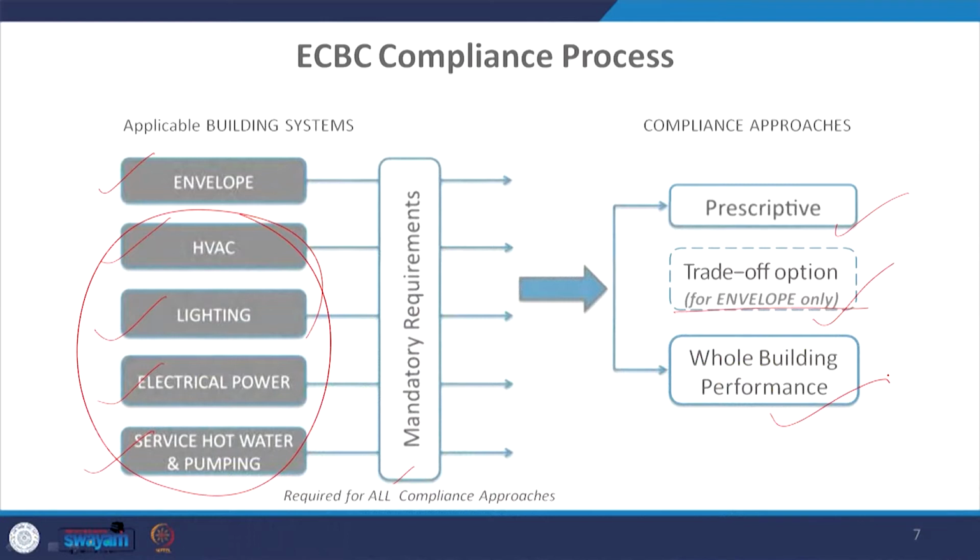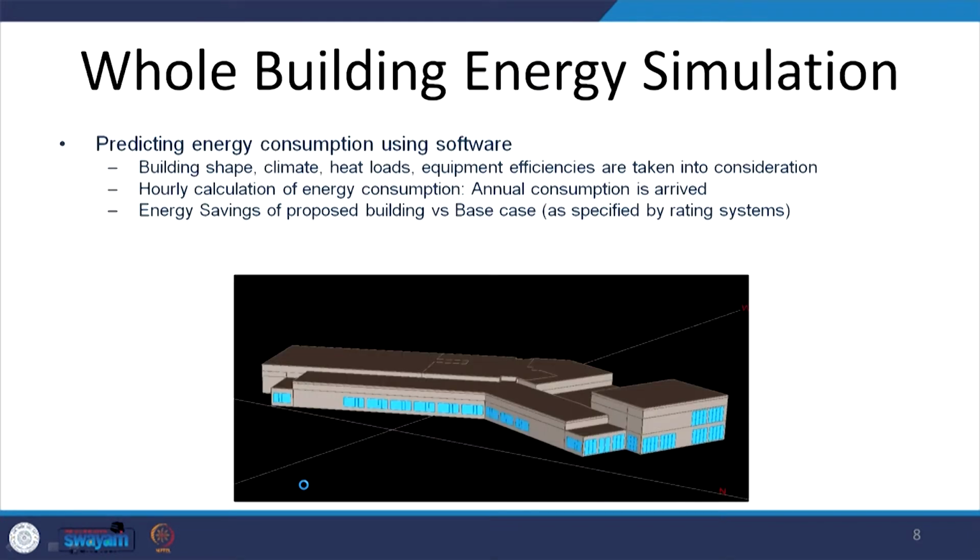The third one is this whole building performance approach, where all the components of building systems, energy systems in buildings, can be changed, but the overall performance of the building needs to be complied with. So, in the last 2 lectures we will be looking at the whole building energy simulation, where the tool takes into account the building shape and geometry, climate, heat loads, equipment efficiencies, and it calculates the hourly energy consumption, and based on that the annual energy consumption is arrived at, and then we compare the performance of the proposed case versus the base case.